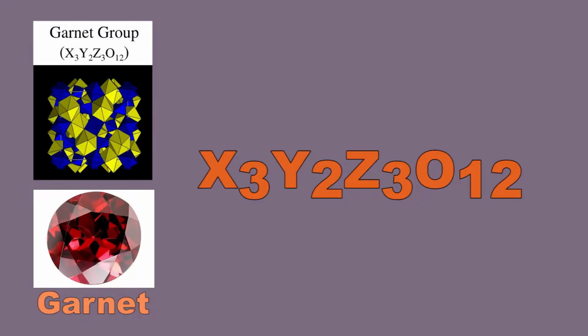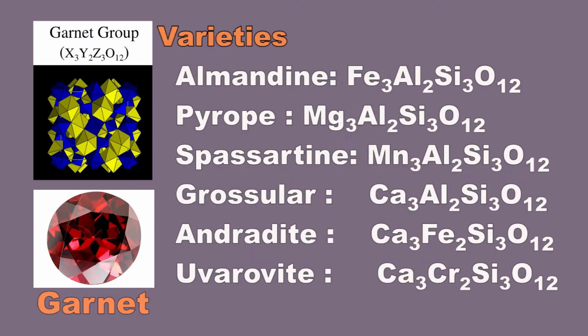Now the next nesosilicate mineral is garnet. The general formula is X3Y2Z3O12. Varieties: almandine Fe3Al2Si3O12, pyrope Mg3Al2Si3O12, spessartine Mn3Al2Si3O12, grossular Ca3Al2Si3O12, andradite Ca3Fe2Si3O12, and uvarovite Ca3Cr2Si3O12.